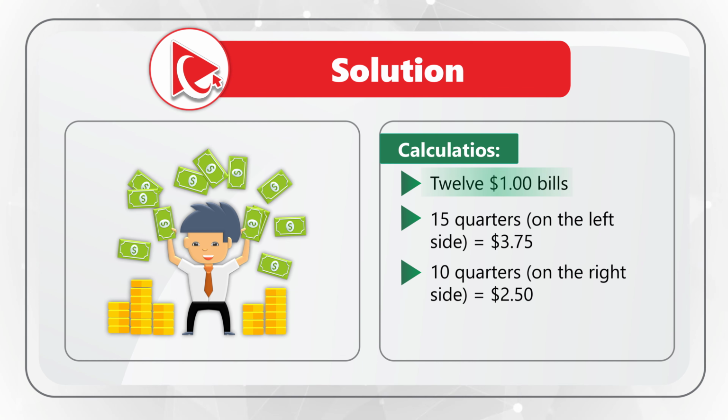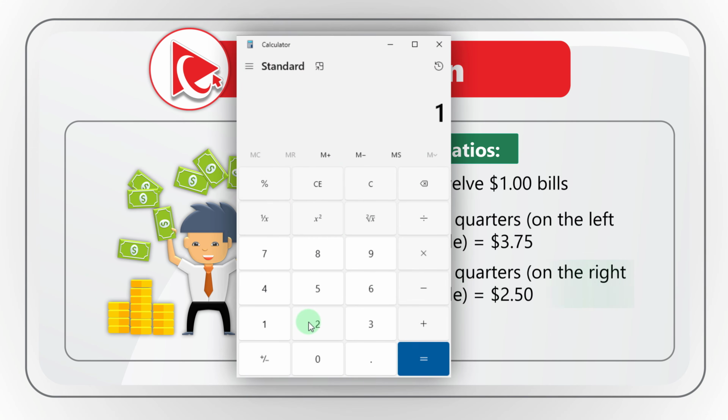Obviously, 12 $1 bills is $12. 15 quarters is $3.75. 10 quarters is $2.50. $12 plus $2.50 plus $3.75 equals $18.25.